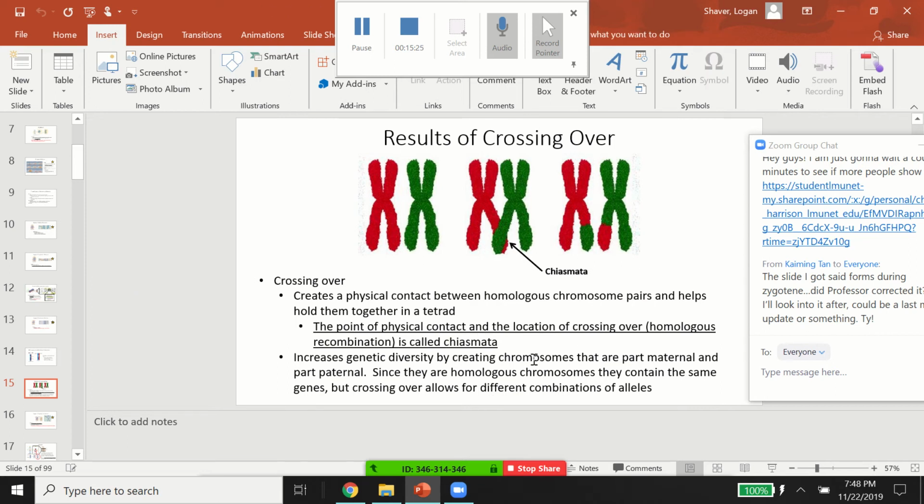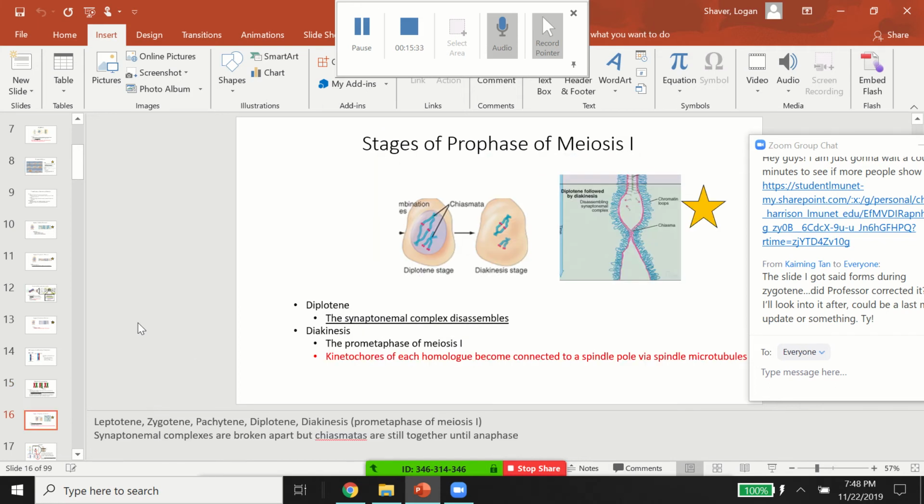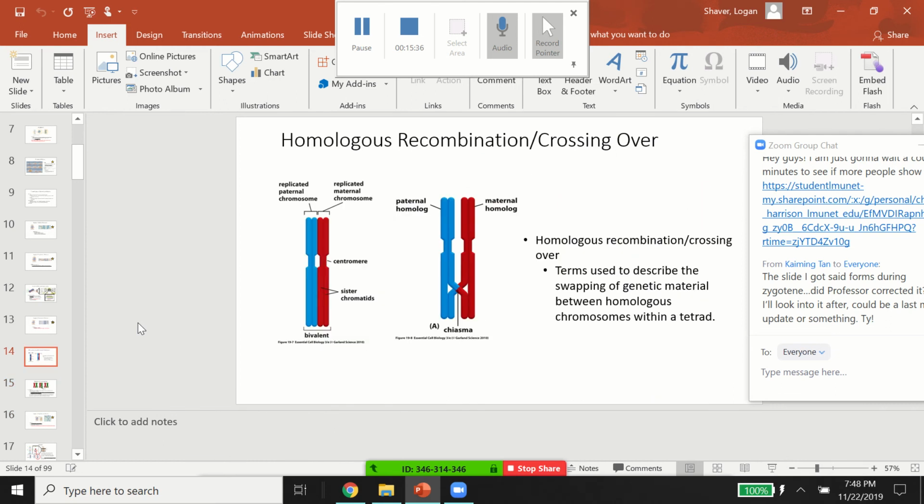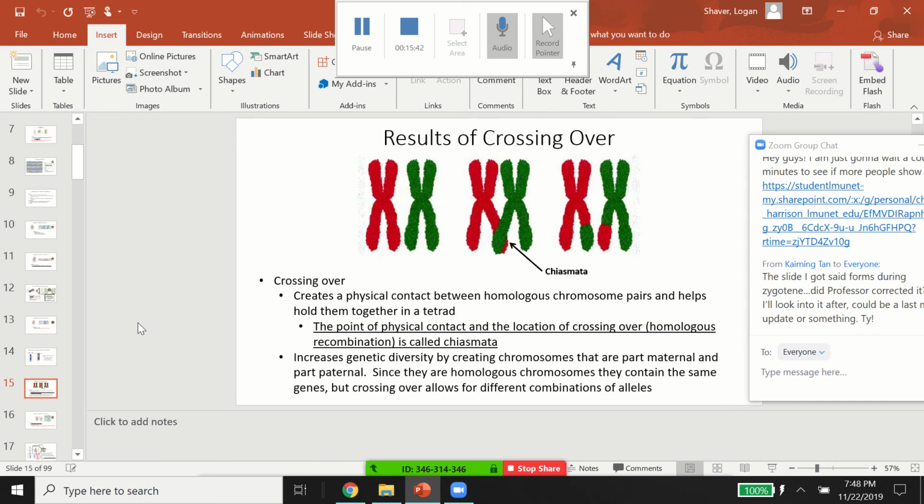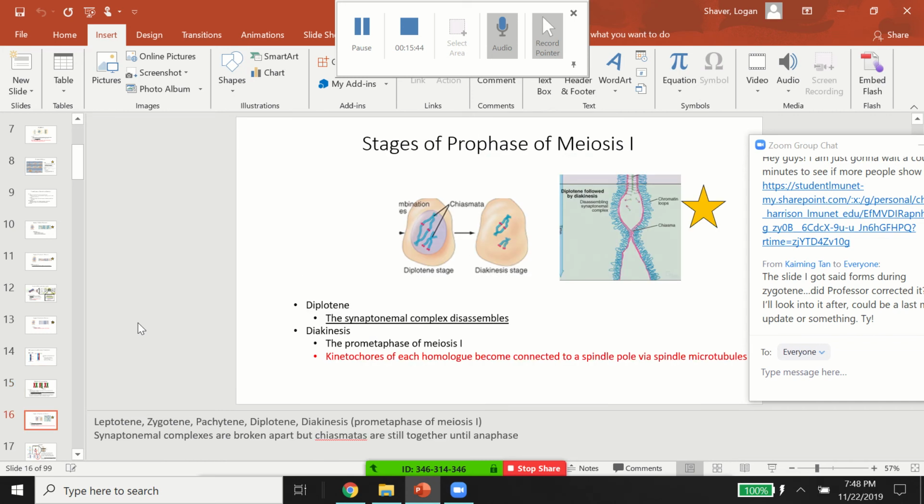There was a whole entire slide dedicated to how it increases genetic diversity, but it all sounded like FYI to me, so I just left it out. But yeah, I would know chiasmata. I would know what stage it takes place, and that's in between tetrads too, because I know sometimes those names could get confusing when you're in the testing environment anyway.